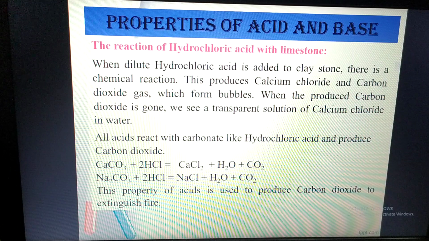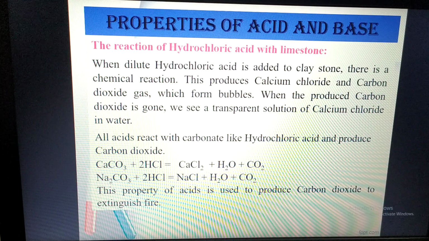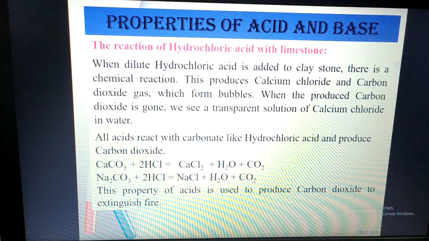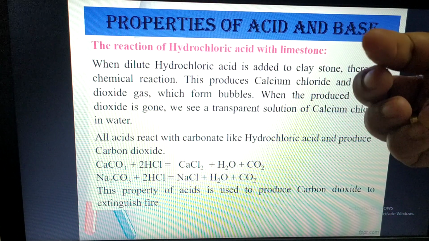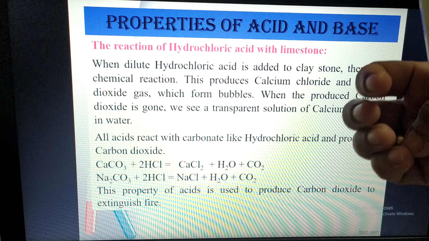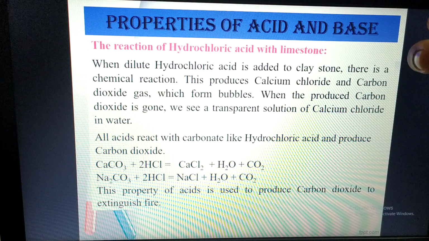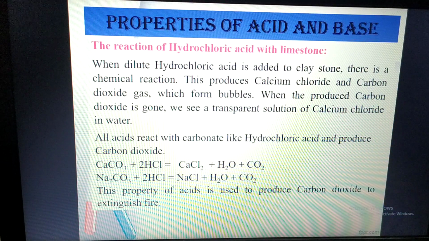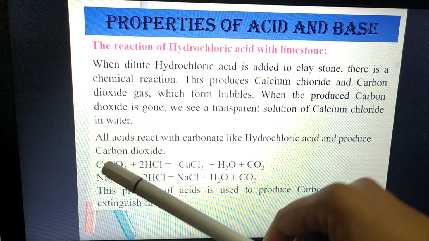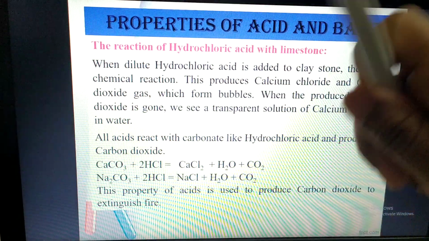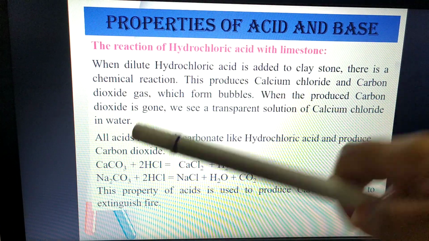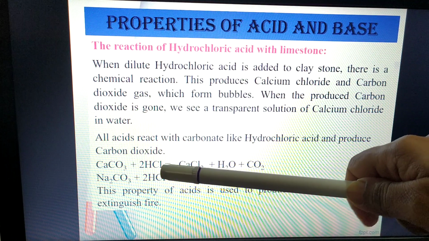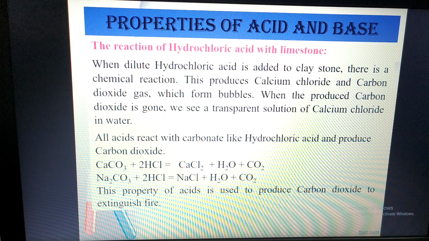Limestone is actually calcium carbonate. Limestone, lime water, slaked lime, all these are components of calcium: calcium carbonate, calcium hydroxide, calcium oxide. So here limestone is calcium carbonate, and you must keep in mind lime is calcium oxide. So calcium carbonate will react with acid. Here I have used HCl. You can use other acids also.